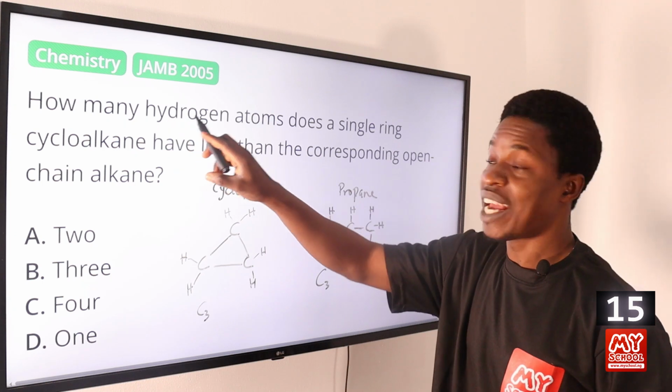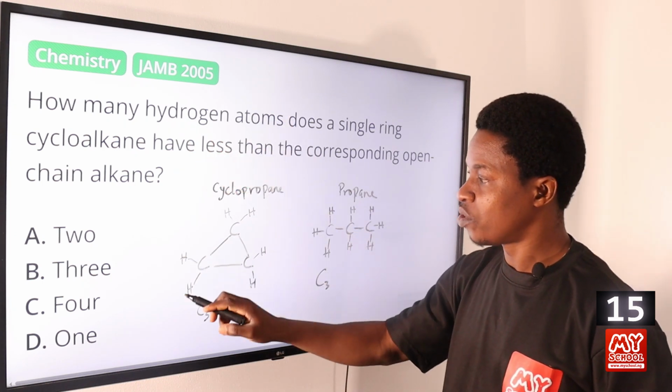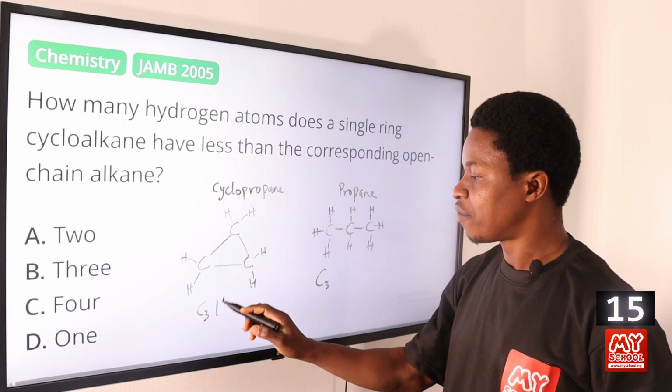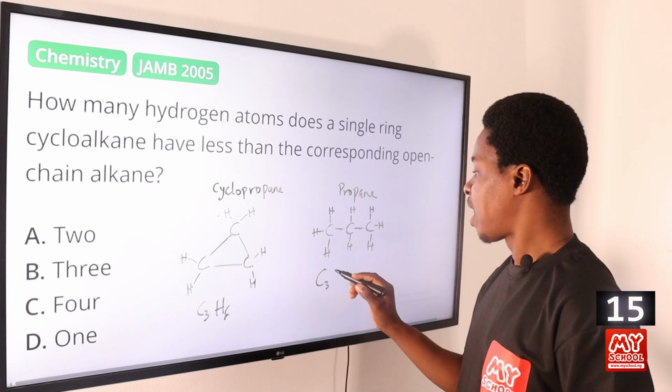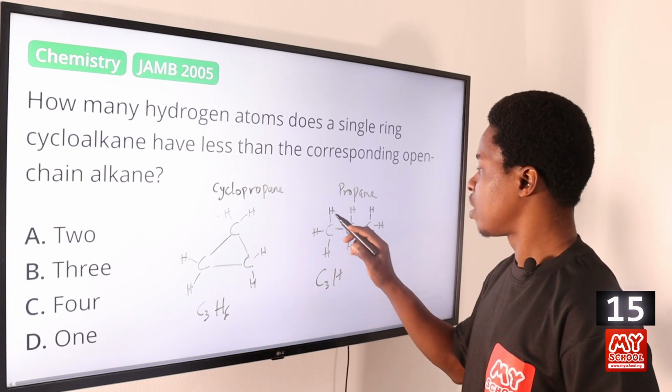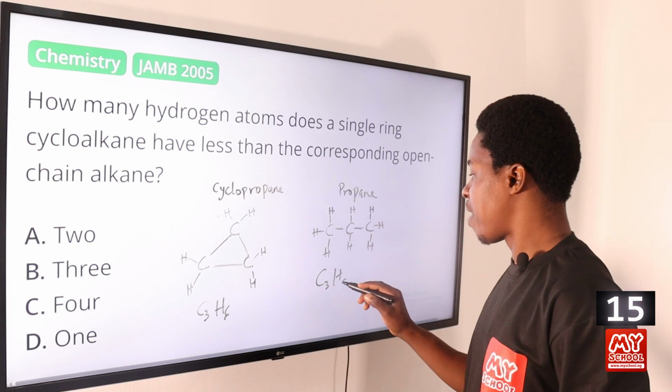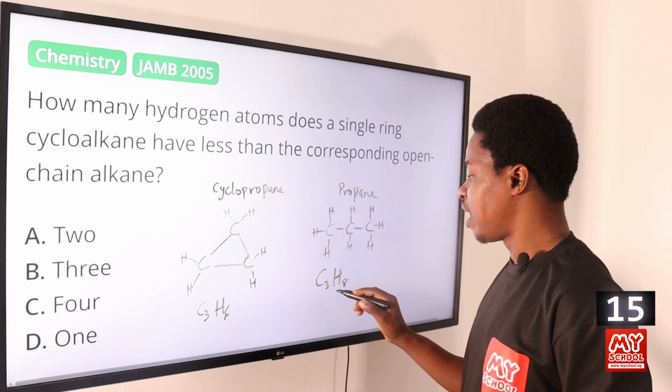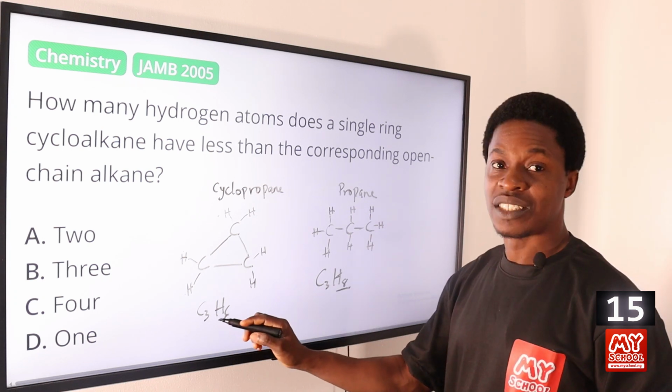But the question says how many hydrogen atoms? So let's count. Hydrogen 1, 2, 3, 4, 5, 6. So we have 6 hydrogen atoms here. Let's count these hydrogen atoms: 1, 2, 3, 4, 5, 6, 7, 8. So we have 8 hydrogen atoms here. So this is 8 atoms of hydrogen, 6 atoms of hydrogen.